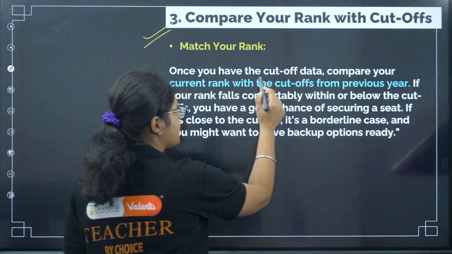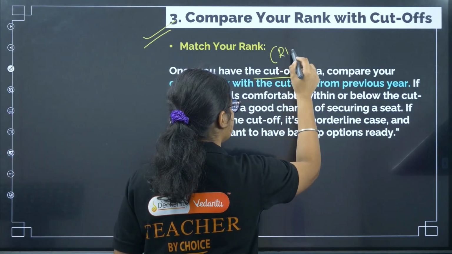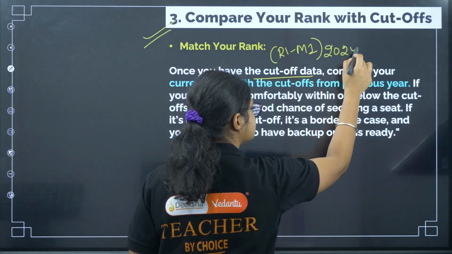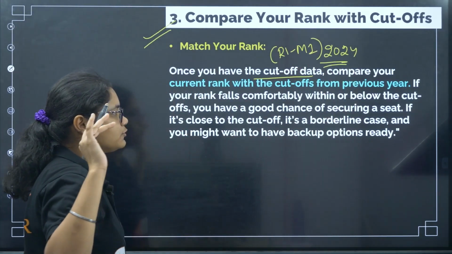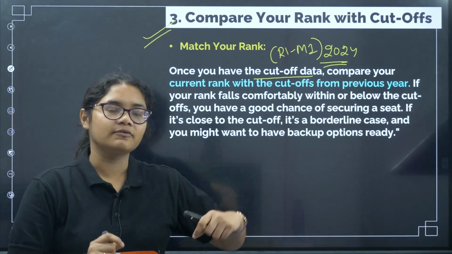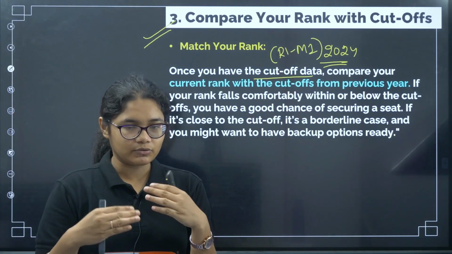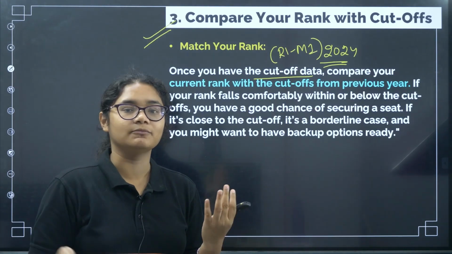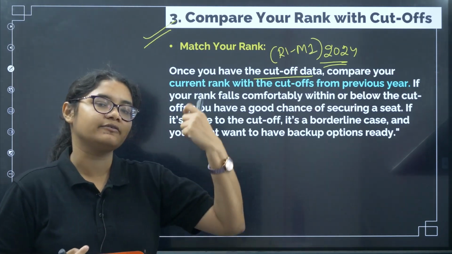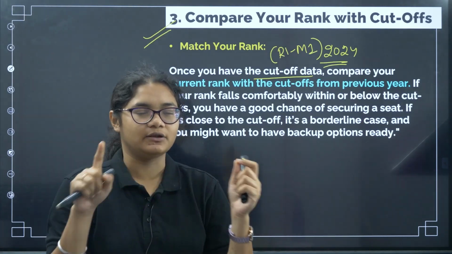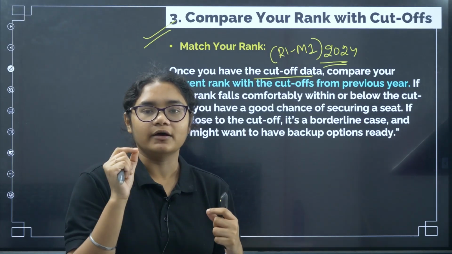So once you have the cutoff data, now we have the round 1 mock allotment cutoff of 2024. This is the latest data we have now. You have to compare your rank with the cutoff of these colleges. If the cutoff has gone down, that is a good sign. You can add more colleges to the list. If the cutoff has gone up, then those colleges will not be coming in your option entry.